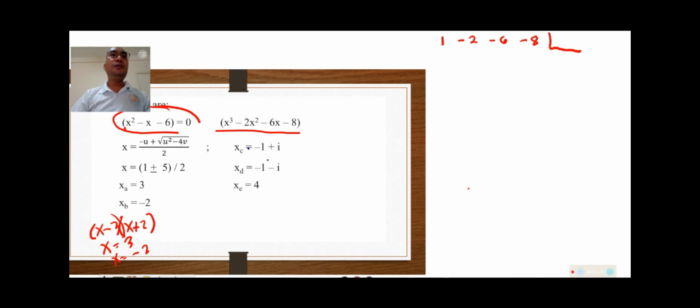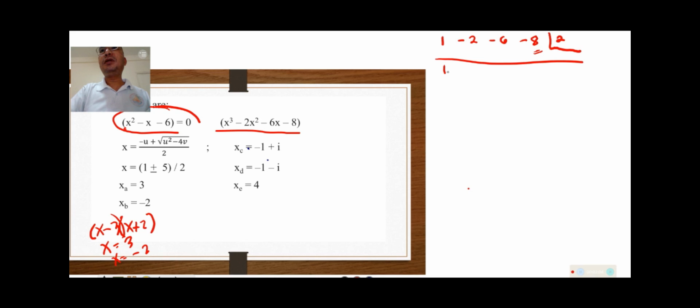One of the easiest ways to determine the divisor is to look at the value of our constant. The constant here is 8. What are the factors of 8? It could be 1, 2, 4, or 8. So those are factors of 8. So we will try 2. Say for example, what if we use 2? We will apply the synthetic division.